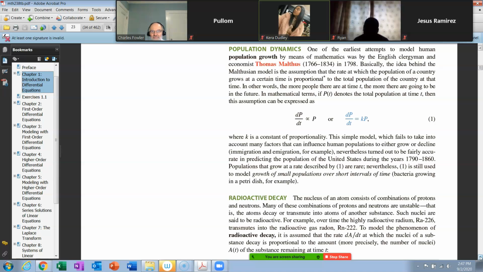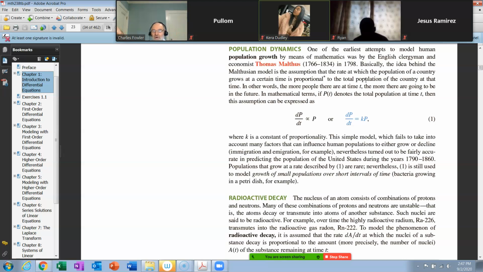But he did most of his work, this work particularly, right before the turn of the 19th century. Basically, the idea behind the Malthusian model is the assumption, here again the assumption, that the rate at which the population of a country grows at a certain time is proportional to, and they highlight this here, proportional to the total population of the country at that time.